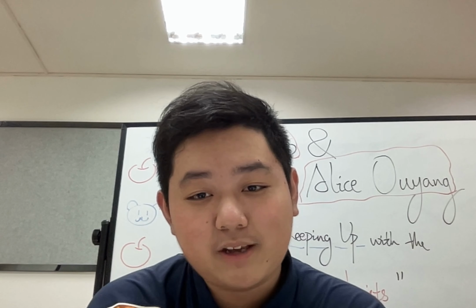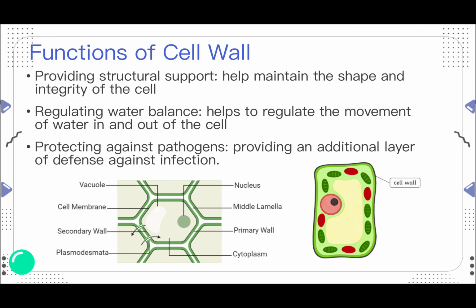And the functions of the cell wall: it provides structural support for the cell. The cell walls help maintain the shape and the integrity of the cell, which is particularly important in organisms that do not have a skeleton or other internal support structure. And the second function is to regulate the water balance. Cell walls can help regulate the movement of water in and out of the cell, which is important for maintaining turgor pressure and preventing dehydration.